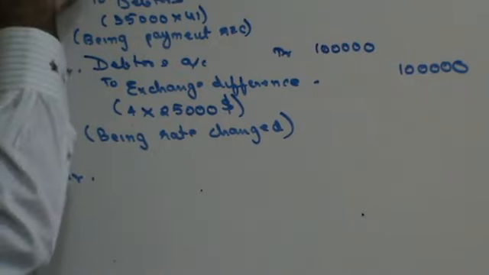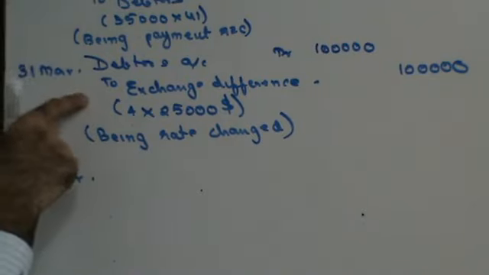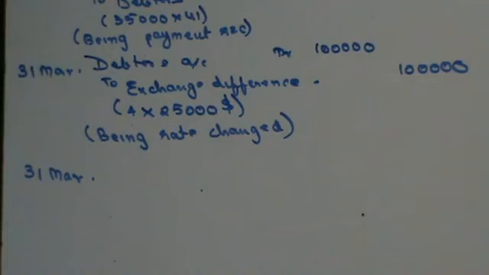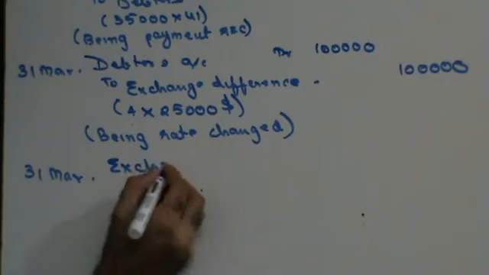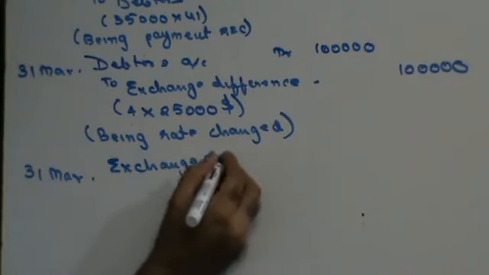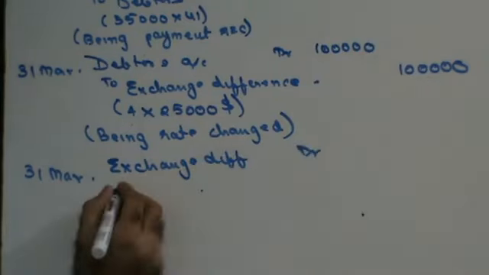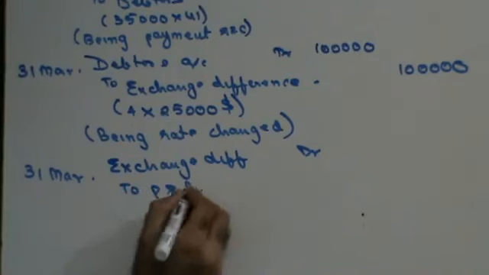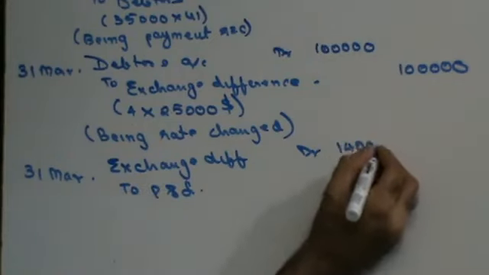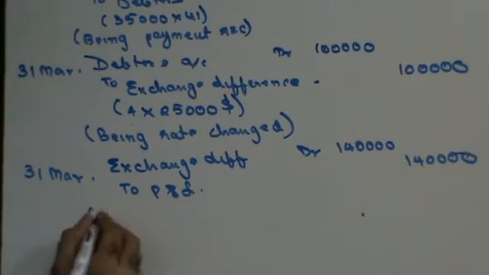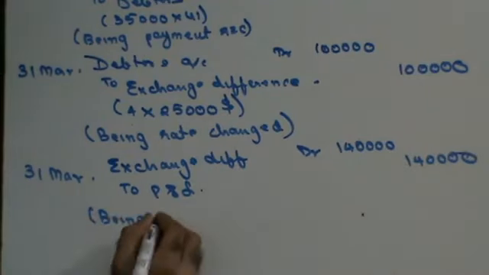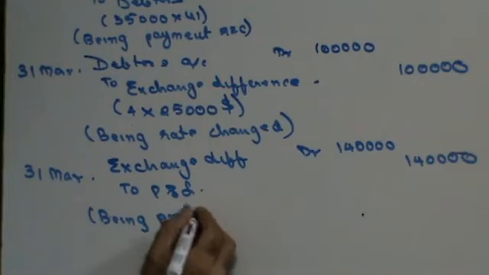You made a profit of 40,000 here, you made a profit of 1 lakh here. Total profit you have made is 1,40,000. Profit means P&L on the credit side. So this is going to be exchange difference account debit to P&L 1,40,000, being profit transferred.